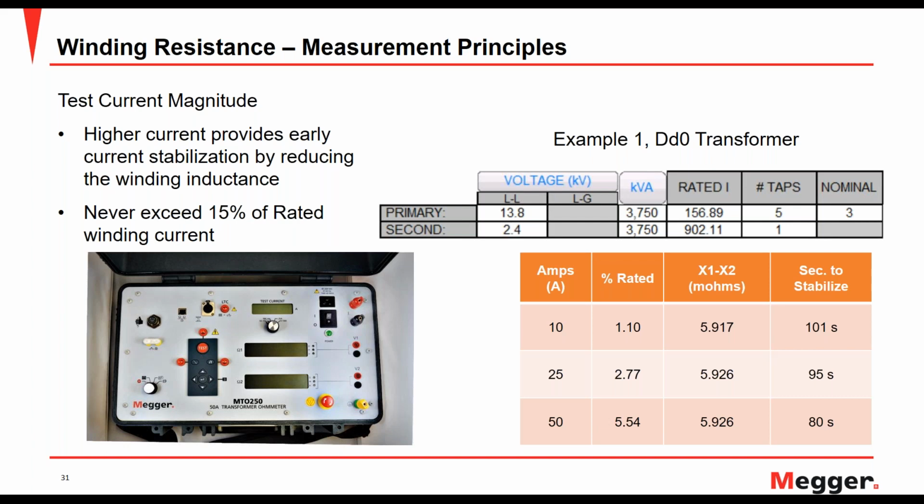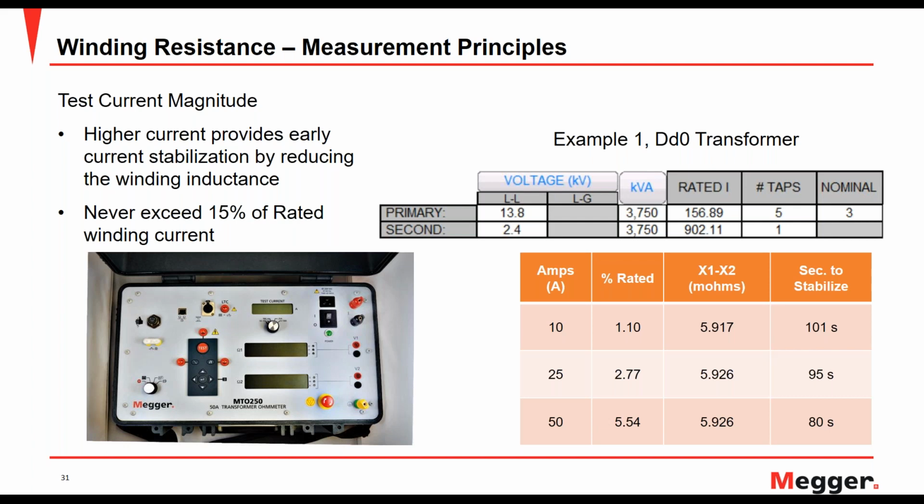However, make note that the test current level should never exceed 15% of the rated winding current. And this is because if you inject more current beyond 15%, that's going to cause heating in your transformer winding. And we know that resistance is affected by temperature. The moment your winding temperature changes, your resistance value is going to change. So by injecting a higher current value, you are pretty much invalidating your testing because it's now affected by heat.